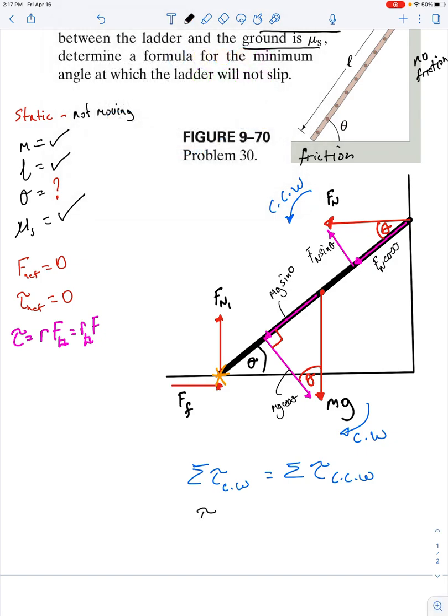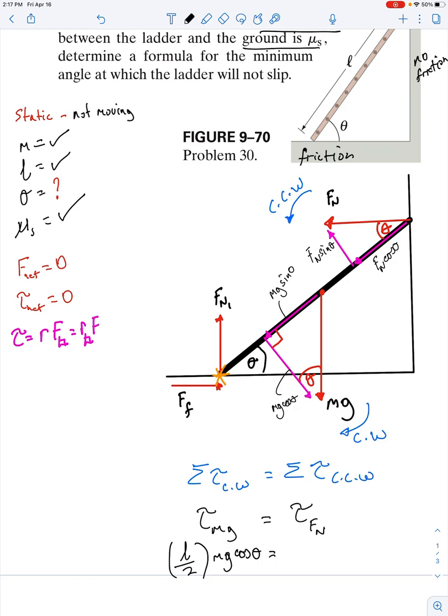So I need the torque of mg. And for the counterclockwise, it's also just one, so I just need the torque of Fn. Then all I do is use this equation over here. The torque is equal to R F. From here to here, since it's in the middle of the rod, that would be half L. So my R for that one would be L over 2. And then for my F perpendicular, it would be mg cosine theta.